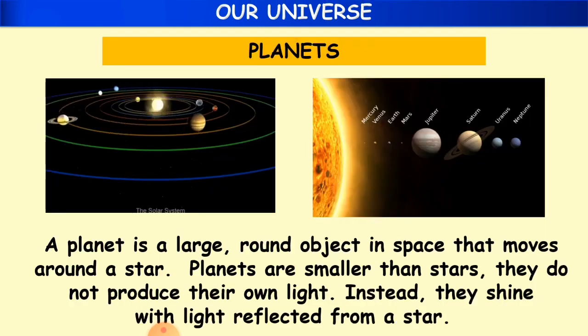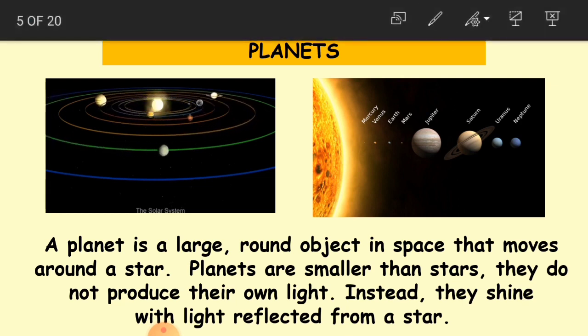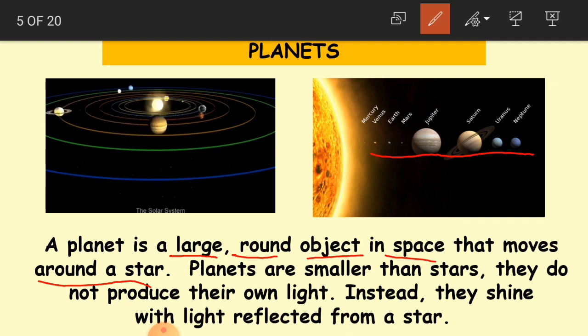Now let us go to our planets. So what is a planet? A planet is a large round object in space that moves around a star. A planet is a large round object. Have you observed, children? Every planet, from the small planet till the big one, from all the 8 planets, they have a certain shape. What is that shape? It is round in shape.